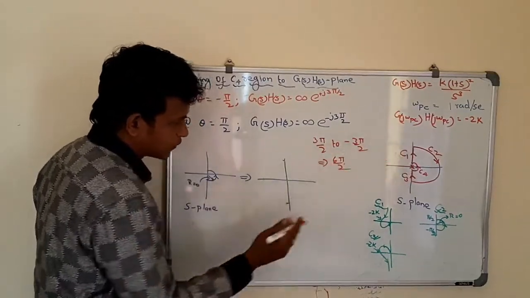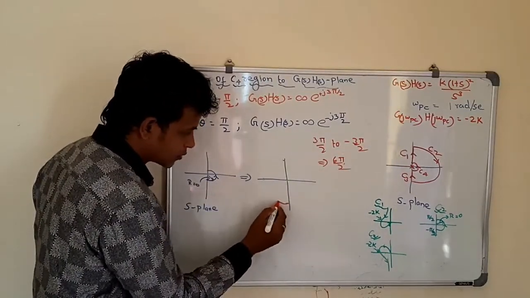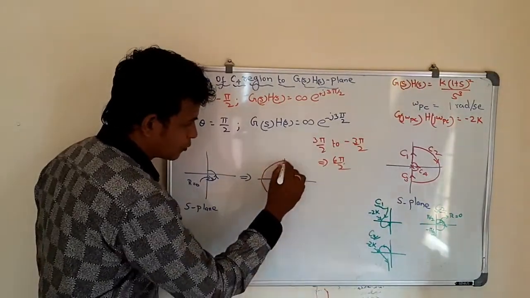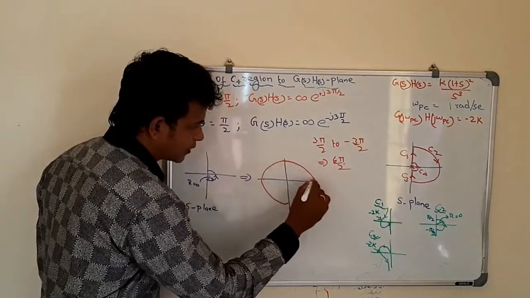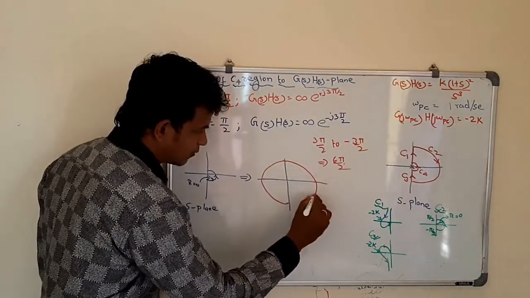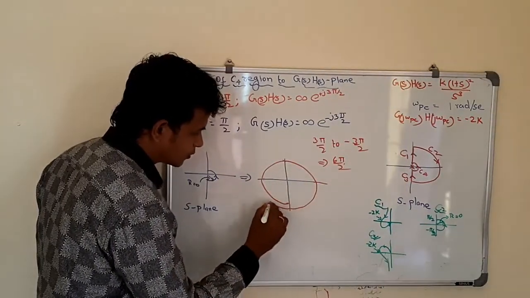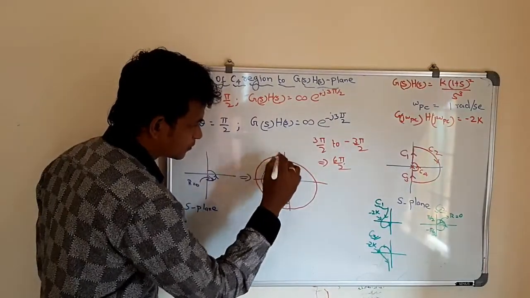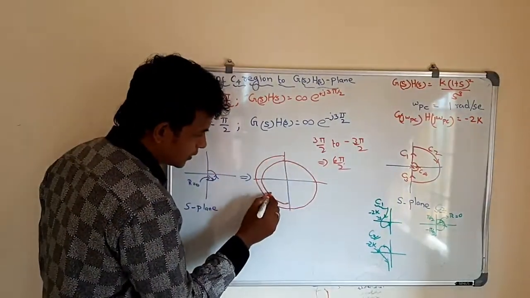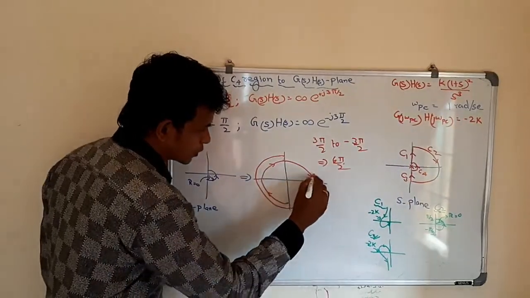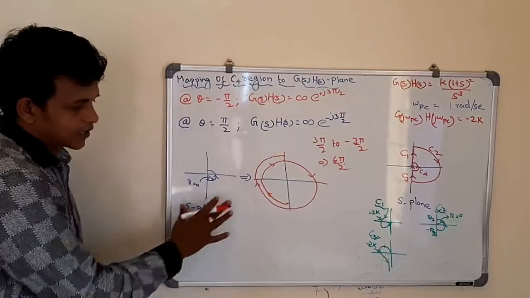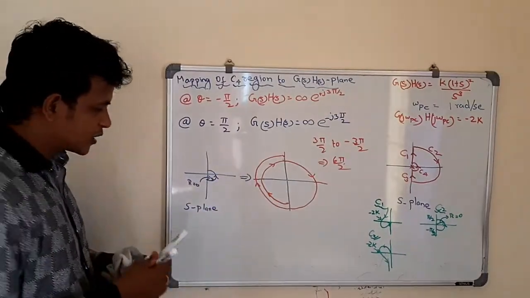Okay, so now I have traveled pi by 2, 2 pi by 2, 3 pi by 2, 4 pi by 2. Now I have reached 5 pi by 2, and now 6 pi by 2. Okay, so this is how we have to plot. Right? So this is how we have mapped region C4 in the S plane to the GSHS plane.